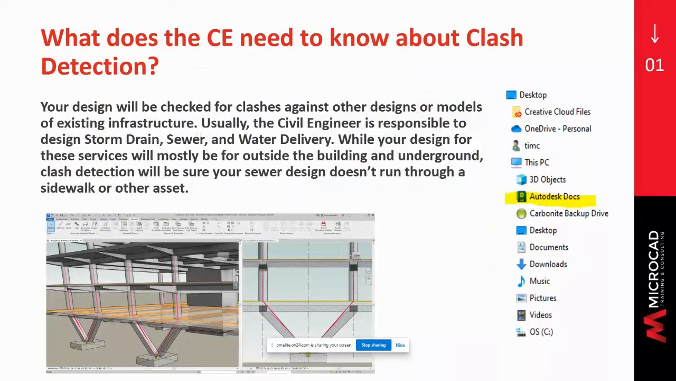But clash detection is still going to be used on your design that you've passed on to the contractor, and they're going to clash detect against things like sidewalks and other assets that may be in place. Maybe there's existing electrical coming into the site, or there's existing sewer that runs along the street, et cetera. And they just want to make sure that your design doesn't clash with any of that. So your design will be clash detected.